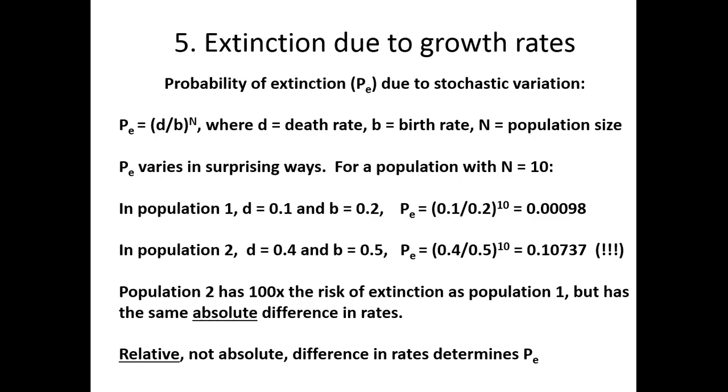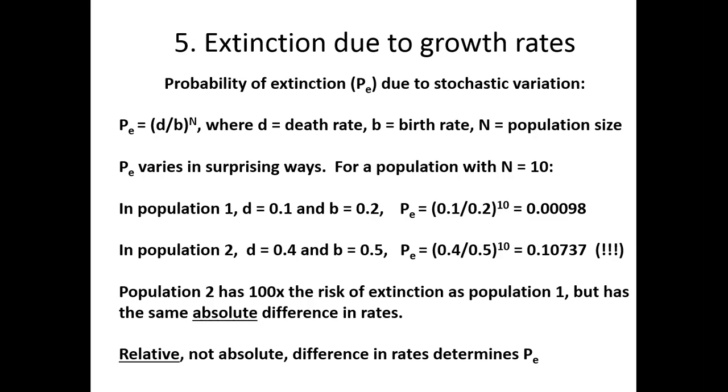Well, it's because if you've got random variation in a high birth rate and a high death rate, the death rate could go way up in a given year. At the same time, the birth rate goes way down in a given year. So it's inherently more variable. So high birth rates and high death rates are associated with a higher probability of extinction for a given population size.